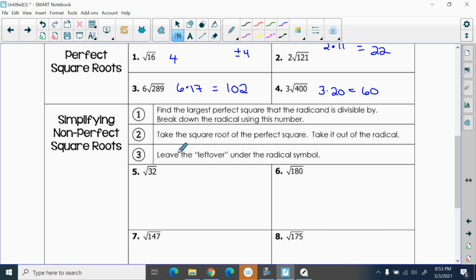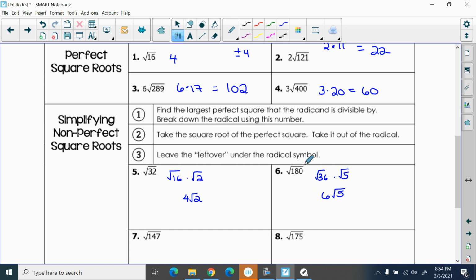Okay, so when we're doing the square root of 32, I know that the square root of 32 is equal to the square root of 16 times the square root of 2. Okay, so what's the square root of 16? That's 4. So that becomes 4 times the square root of 2. All right, now what about 180? Well, I know 180 is equal to 36 times 5. So the square root of 36 is 6, and this is the square root of 5.